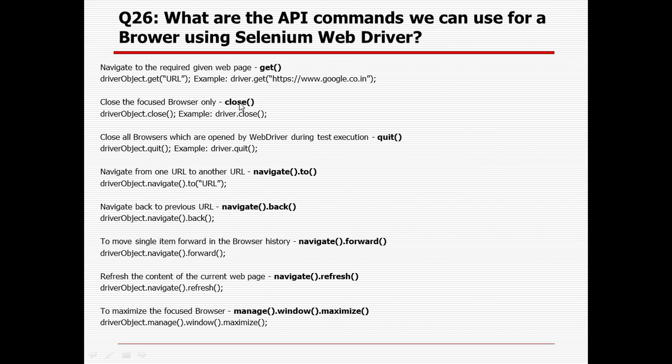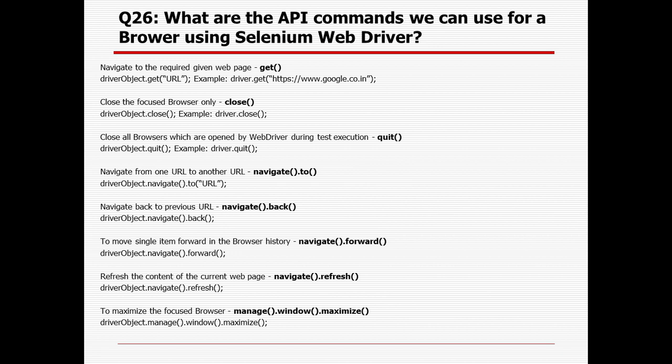And if you want to close the focus browser only, then you need to use the close method. Suppose you have multiple browsers open, but if you want to close only the focus browser, then you need to use the close method, driver.close. And in case you want to close all the browsers opened during the test execution, you need to use quit, so it will close all the browsers. So that is the basic difference between close and quit. Close only closes the focus browser, whereas quit will close all the browsers which are opened by the WebDriver.